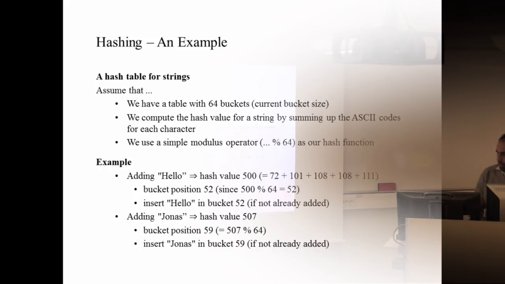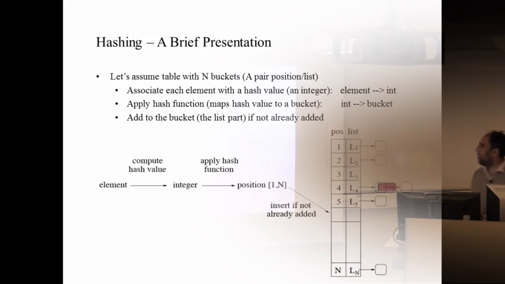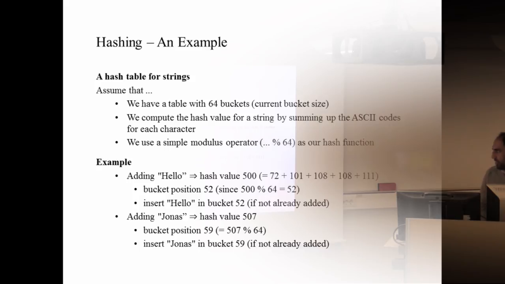Okay. So for example, if the size is 10, then at first you compute the hash value, and then you divide the hash value by the size of your hash table, and that will give you the position. So that means that we insert hello in bucket 52 if not already added. If it's already added, then we just ignore it.